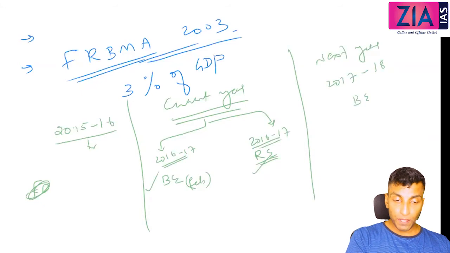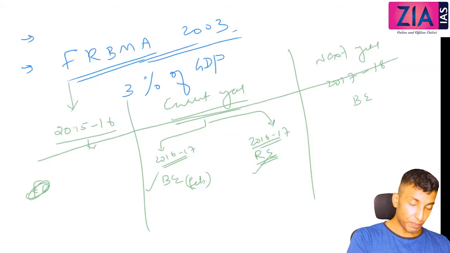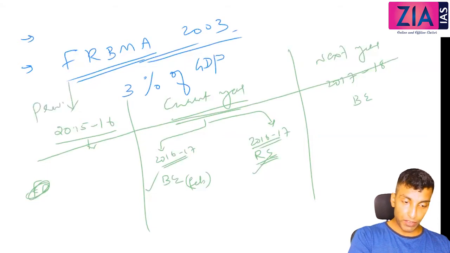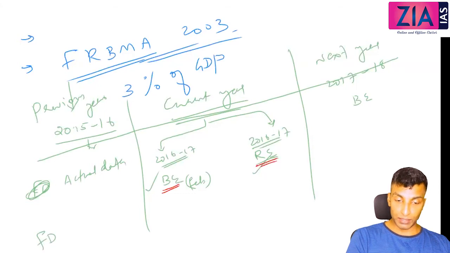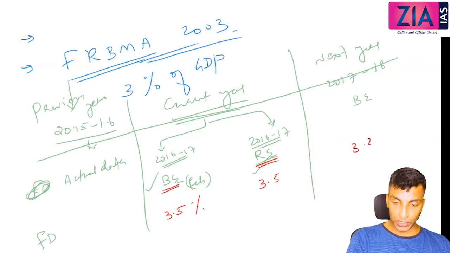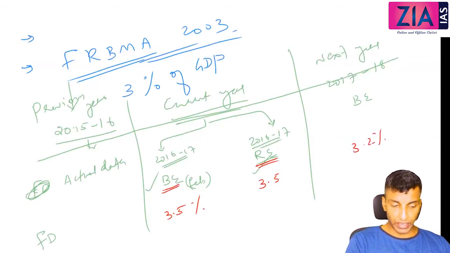So if you see here, three columns, right? This is the previous year, and here you will be getting the actual data. Whatever it is, fiscal deficit actual data will be available. Here you have two, budget estimate and then revised estimate. Let's say this is 3.5 actual, and revised also 3.5, and the estimate for next year is 3.2%. Okay, now it will definitely increase.